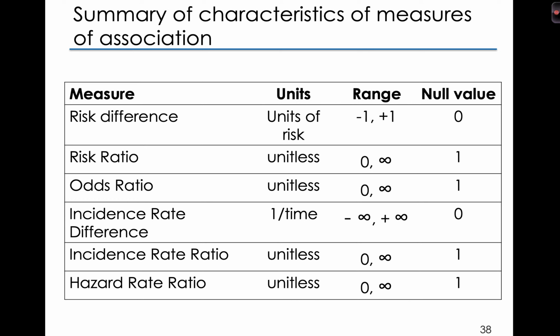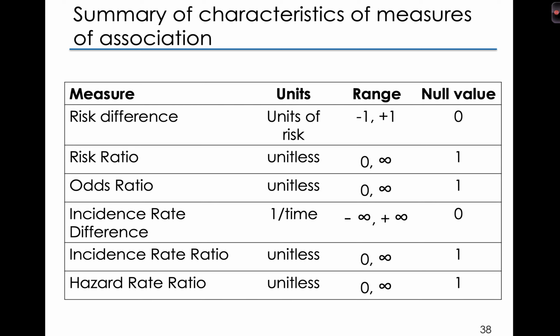And then the range can be -1 to +1, assuming that you've divided out and represented your risk as 0.1, 0.01, however you've represented it. You subtract those two numbers, and they can't exceed +1 or be less than -1. The null value for a difference is going to be 0. When you're subtracting things, if they're exactly the same, there's no difference in risk, then the null value will be 0. The risk ratio is unitless.